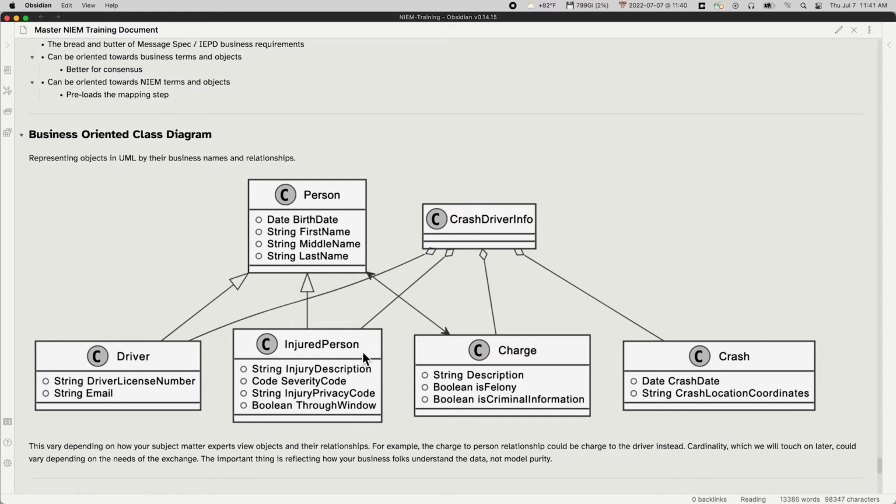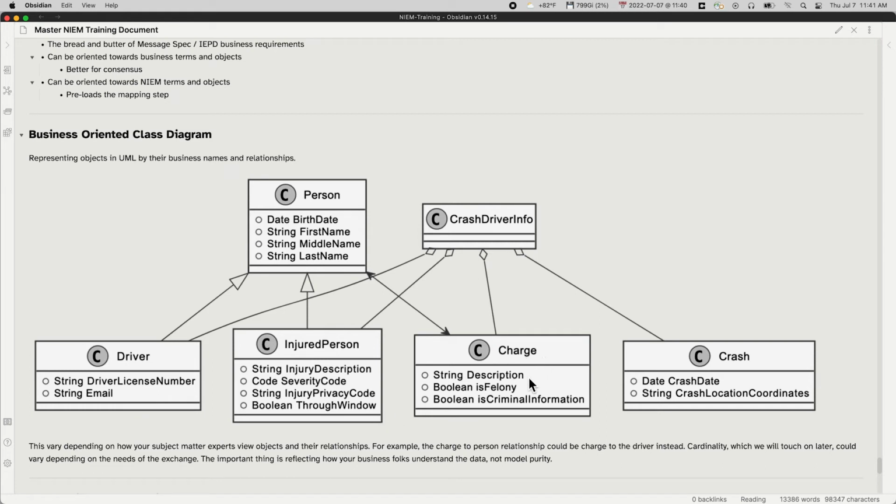The injured person box, that's the concept of an injured person with an injury description, a severity code, an injury privacy code as to whether this information about them is private or not, and a through window Boolean, which is an homage to my wife who actually went through the front windshield of a Volkswagen Beetle when she was a baby. Received just a chunk of glass in her head that left a small scar. Other than that, unhurt, but in homage to her, we're going to have a through window indicator that indicates whether this injured person went through the window or not.